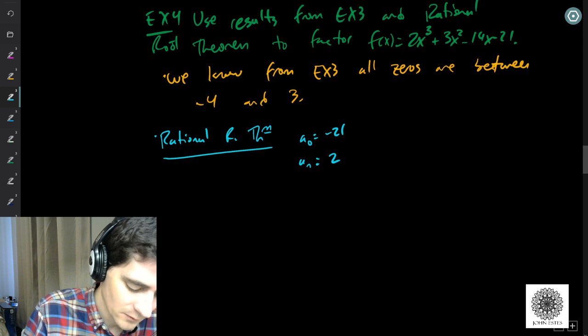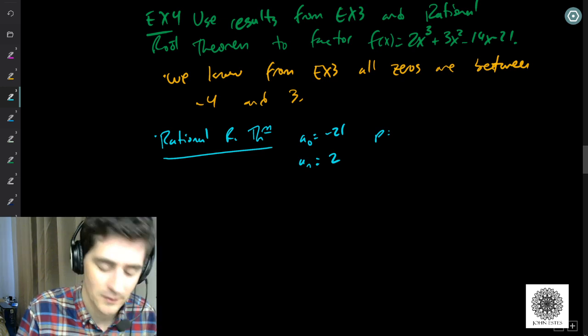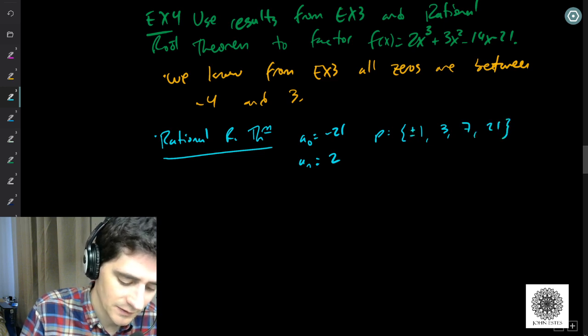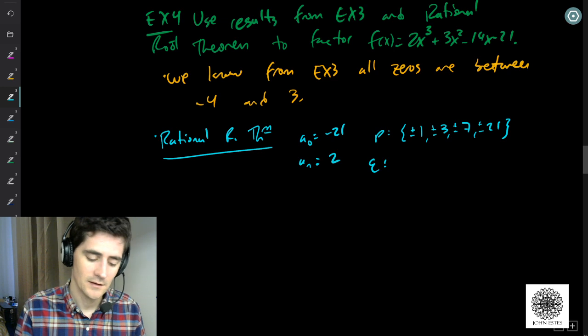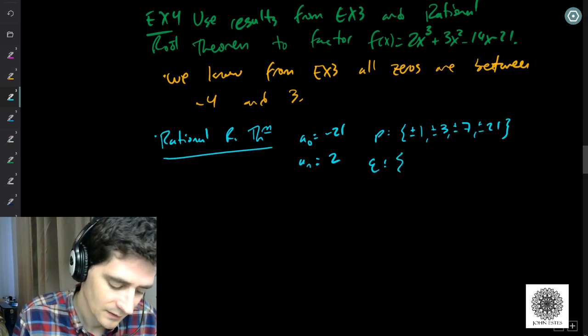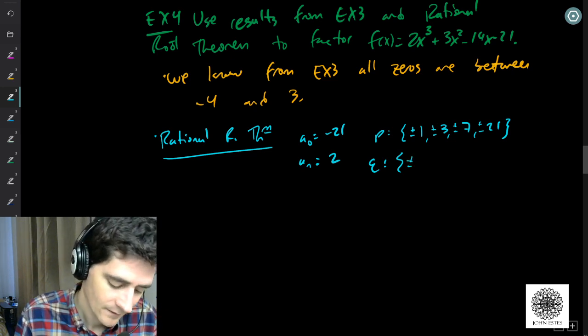So the numerator, we said, divides the constant term. So what could divide negative 21? 1, 3, 7, 21, right? And we're including plus or minus all of that. So that's a short list now of what can be in the numerator. The denominator, we said, has to divide the leading coefficient. What can divide 2? We just get plus or minus 1, plus or minus 2.